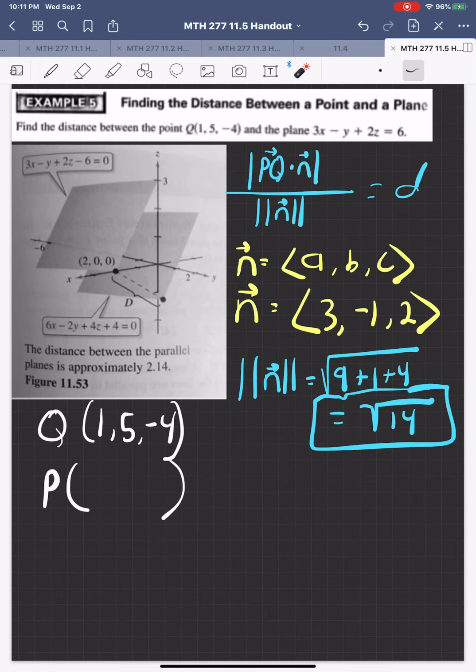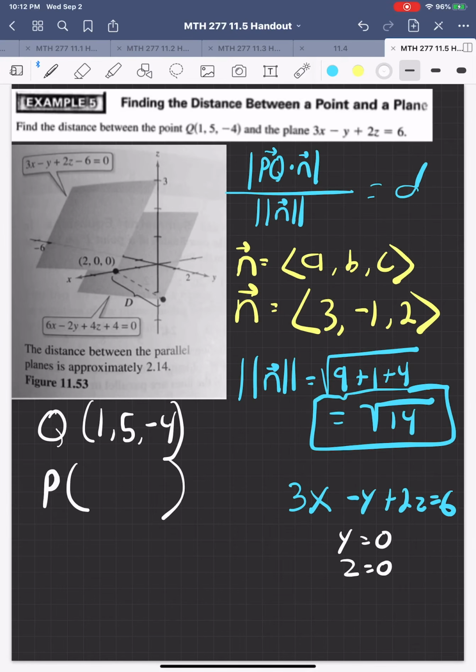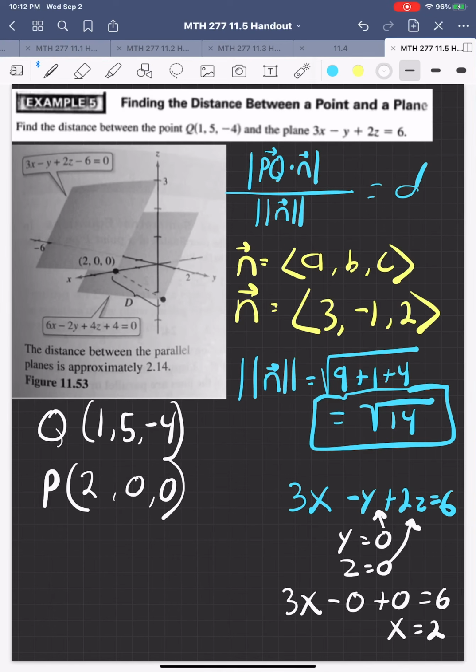Let's just take our plane. So our plane is 3x minus y plus 2z equals 6. Watch. Let's just let, I don't know, let y equal 0. Let z equal 0. And then solve for x. That will be a point on that plane. So let's see what that looks like. That would be 3x, right, minus 0 plus 0 equals 6. In other words, x equals 2. So guess what? The point 2, 0, 0 is another point in that plane.